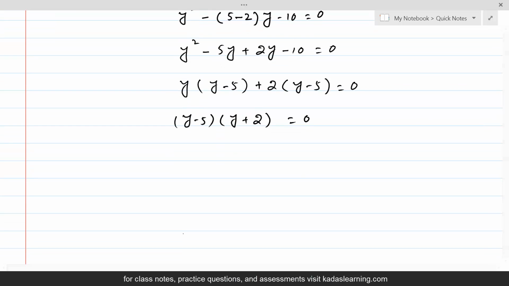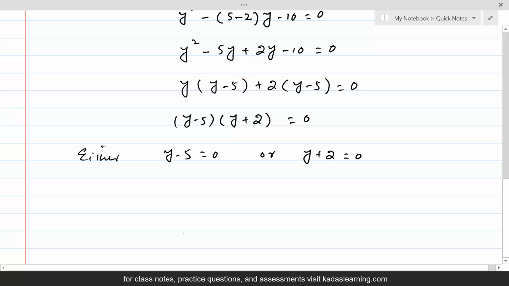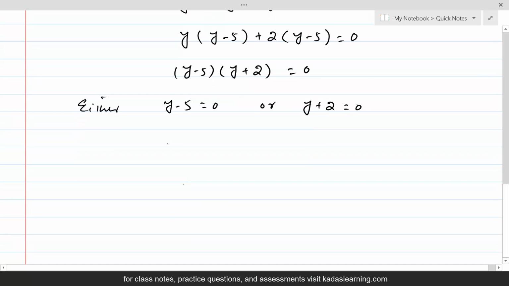Now using the zero product property of real numbers, either y minus 5 is equal to 0 or y plus 2 is equal to 0. This means y is equal to 5 or y is equal to minus 2.